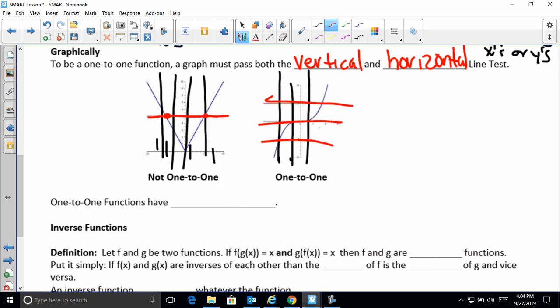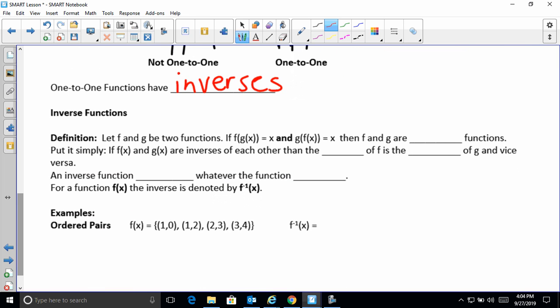What's important about that is that one-to-one functions have inverses, so we can find an inverse of a one-to-one function. So what is an inverse? Let f and g be two functions. If f of g of x is equal to x, and g of f of x is equal to x, then f and g are inverses. They are inverse functions.